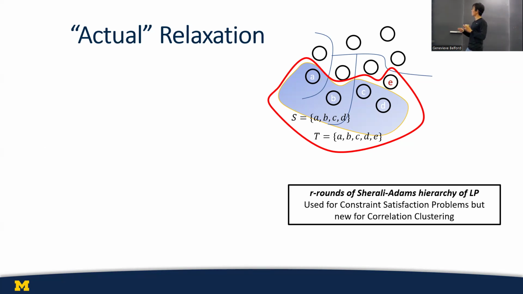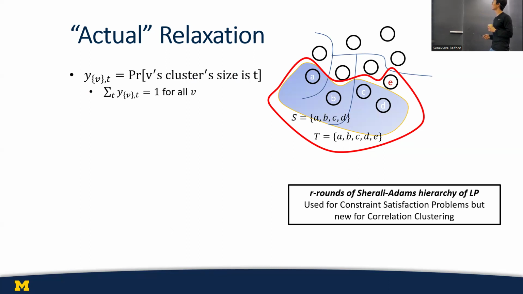Okay, and then one can argue that this looks similar to our rounds of the Sherali-Adams hierarchy of LP. Probably not in a very precise sense, because then I have to define what the actual relaxation is. But one can argue it's a variant of that. Of course, we added some new constraints because it's a correlation clustering problem. And then one can get some more intuition about these variables.